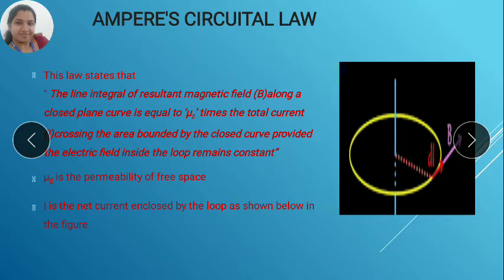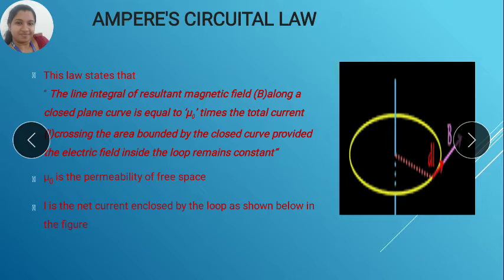So we can conclude Ampere's circuital law. The line integral of the resultant magnetic field B along a closed plane curve is equal to mu 0 times the current crossing the area bounded by the closed curve, provided the electric field inside the loop remains constant.